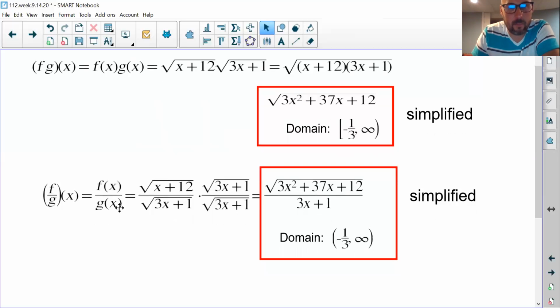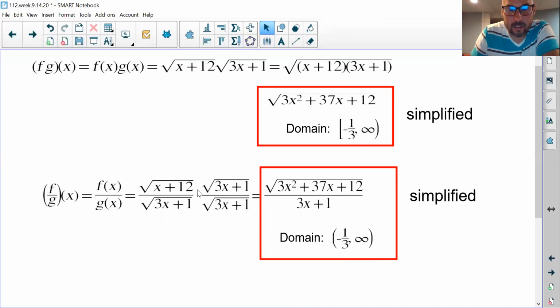Okay, f divided by g. Well, again, f has a domain of -12 and beyond. g has a domain of -1/3 and beyond. So the domain that they agree with is from -1/3 to infinity. But here you're dividing by something. Now you have a problem of division by 0. And the x value that would make you divide by 0 is -1/3. So the domain changes ever so slightly. Instead of including -1/3, it is now excluded. It's everything greater than -1/3, not greater than or equal to.